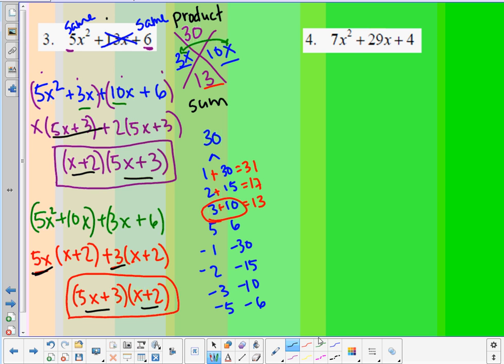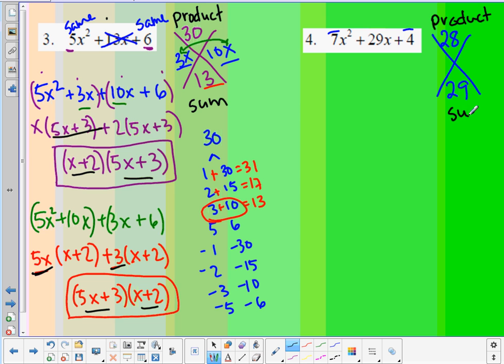Okay. Let's try number 4 together and see how this goes. So I have 7x squared plus 29x plus 4. So I'm going to look for a GCF. 7, 29, and 4 don't have any common factors, so I can't do anything with that. But I can set up the factor x. 7 times 4 gives me 28, and I want a sum of 29. So here's my product.